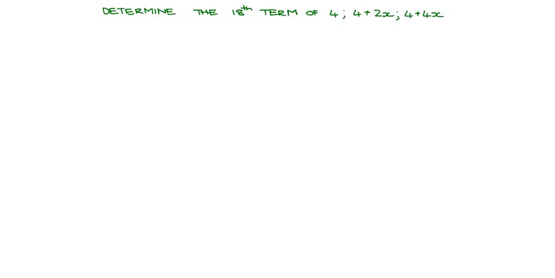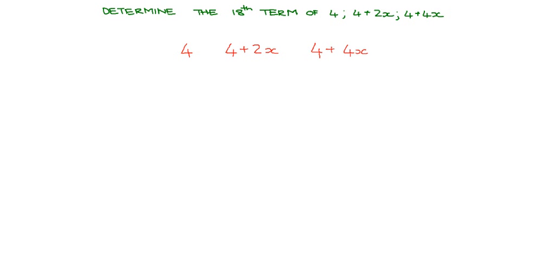Howdy, howdy, howdy. Back for our next challenge, which says, determine the 18th term of 4, 4 plus 2x, and 4 plus 4x. Okay, this is pretty cool. Always starting off by rewriting our equation. Well, that's just the way I like to do it. So let's do that quickly then, shall we? So we've got 4 and 4 plus 2x, and then 4 plus 4x.